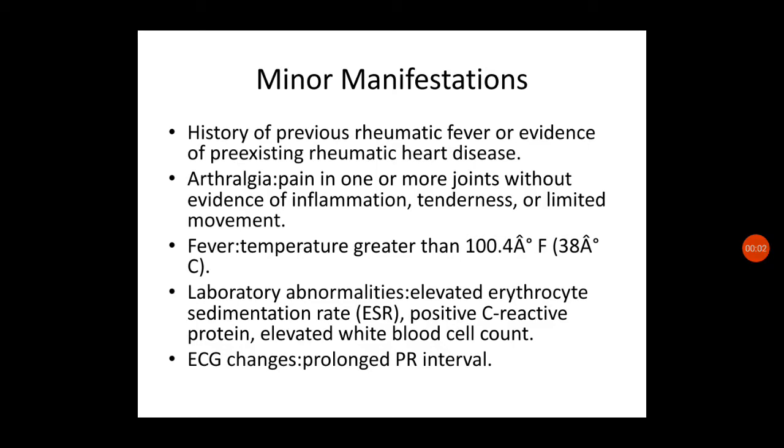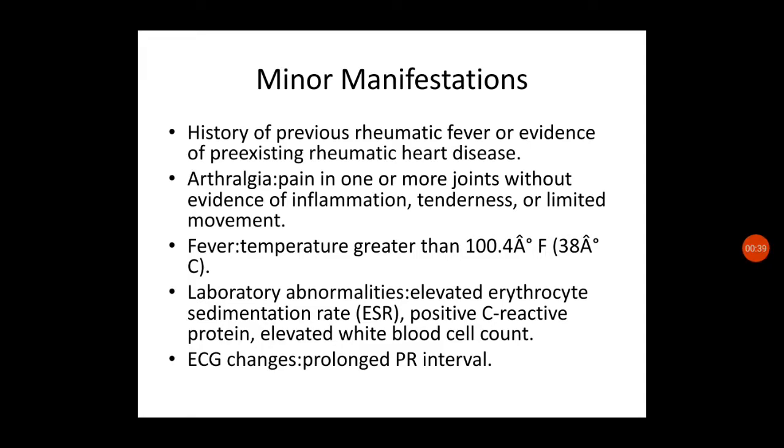Welcome back, dear students. We were discussing rheumatic fever and Jones' criteria. In that, we already saw there are major manifestations, that is major criteria, minor manifestations, that is minor criteria, and essential criteria. We discussed that there are major manifestations like polyarthritis, carditis, Sydenham's chorea, erythema marginatum, and subcutaneous nodules.